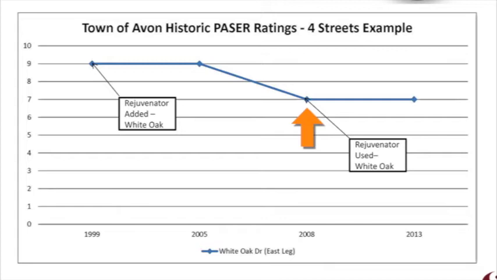Well, you can see that there was no Rejuvenator added in 2005, so the effects wore off, the pavement started to degrade. Interestingly enough, Rejuvenator was used in 2008, and in 2013, we evaluated the pavement again. Boom. The average Paiser rating is still a 7.